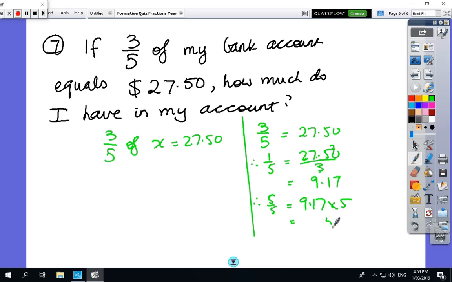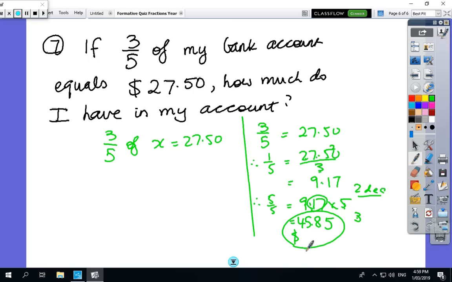5 7s are 35. Put down 5, carry 3. 5 1s are 5 plus 3 is 8. No carries. Decimal place. Well, we've got 2 decimal places in the question, and then we'll have 2 decimals in the answer. 5 9s are 45. So you've got about $45.85. So it's not quite exact.